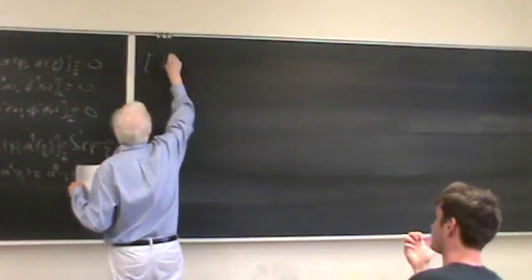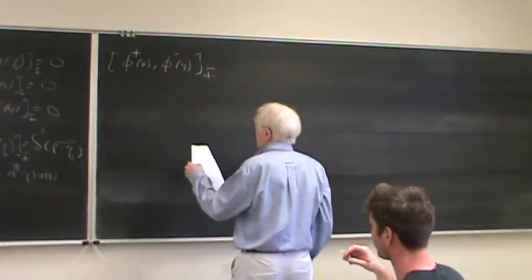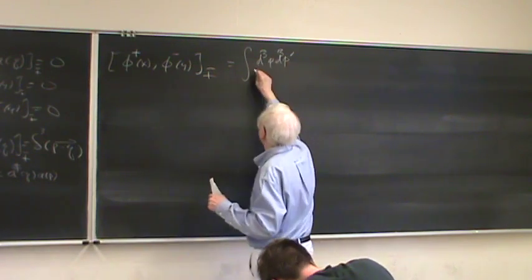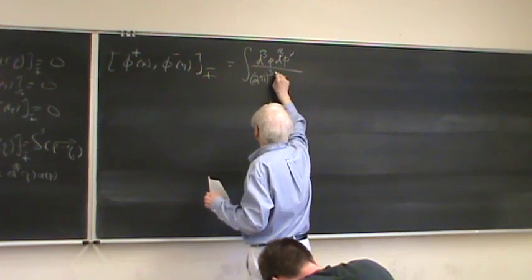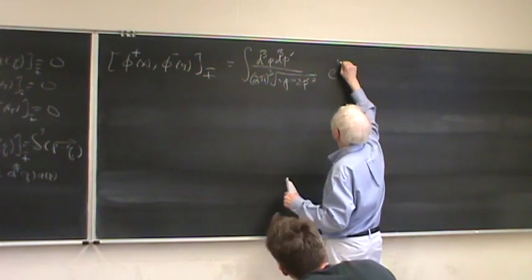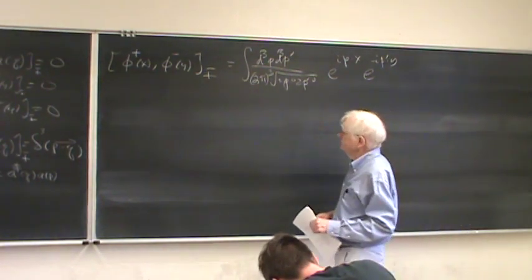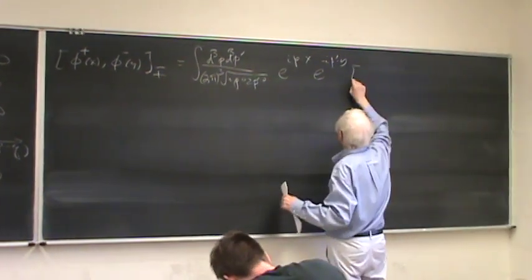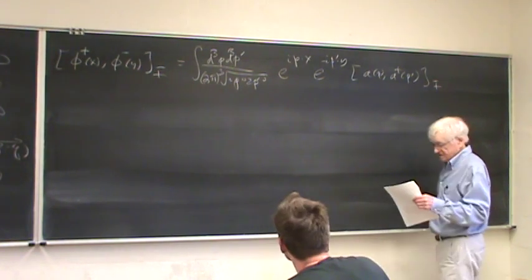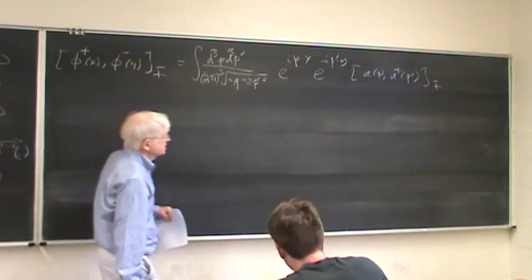And so if we now just compute this, what do we get? Well, we're going to have an integral d^3p d^3p prime over (2 pi)^3 square root of 2p0, 2p prime 0, e to the i p dot x, e to the minus i p prime dot y. And then what do we have? We have a of p, a dagger of p prime minus plus, and that is going to give delta of p minus p prime.